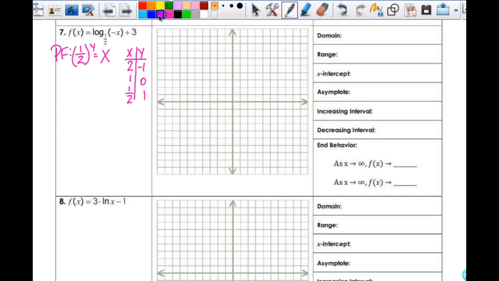So what does this negative here do? Reflects in the y-axis. Good.